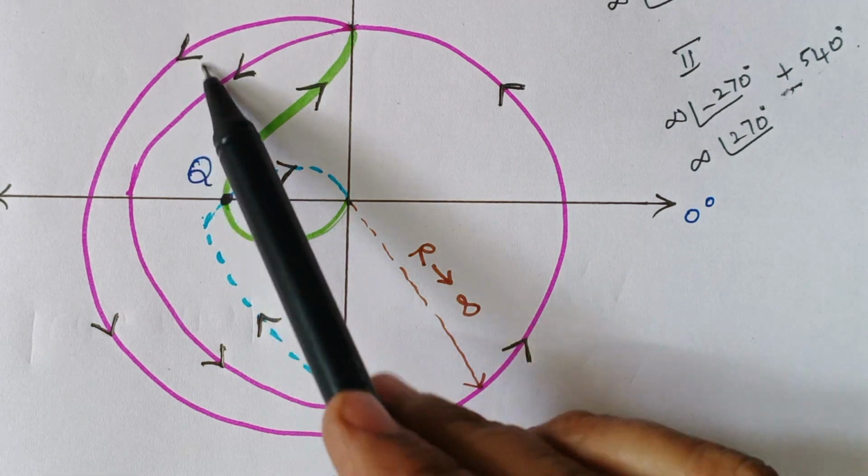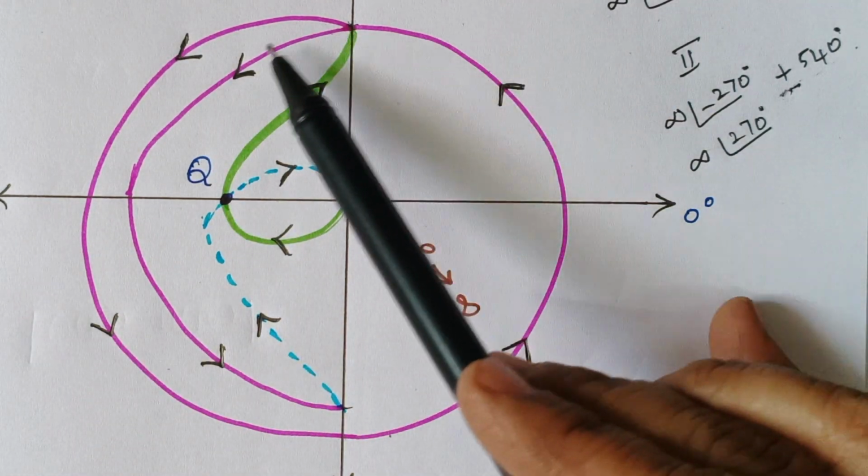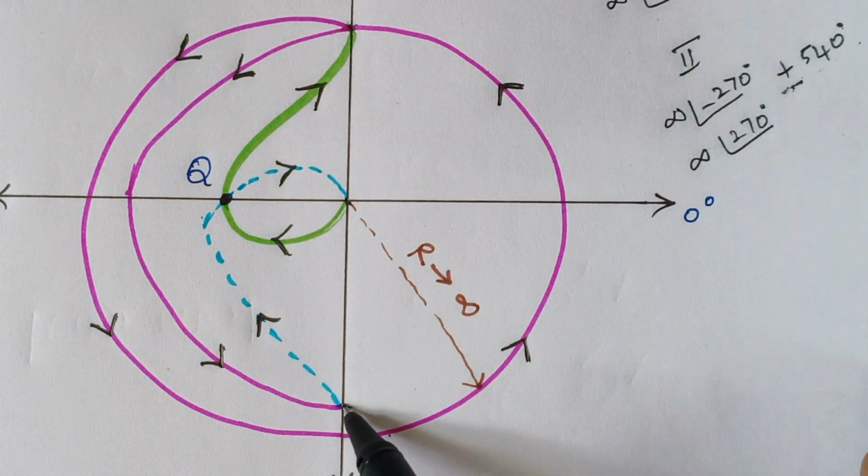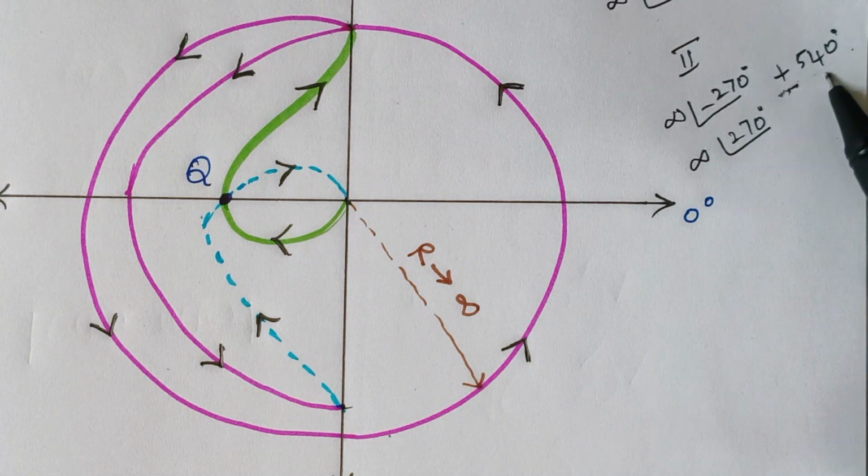You see the arrowheads, right? It moves here and again it moves and it comes over here. So I had rotated 540 degrees, right? Hope you people understand this.